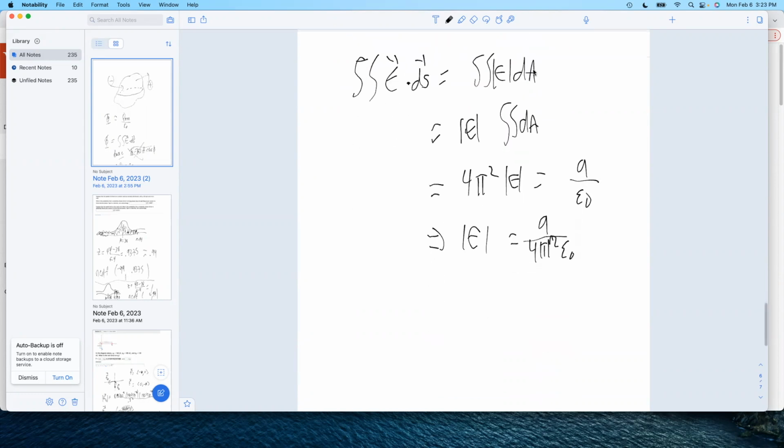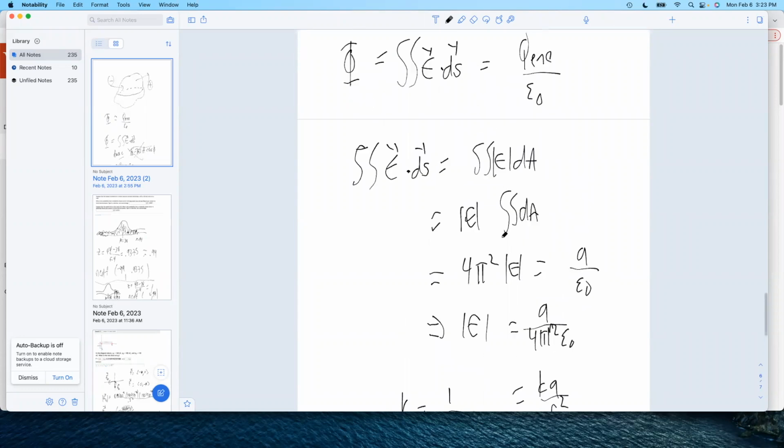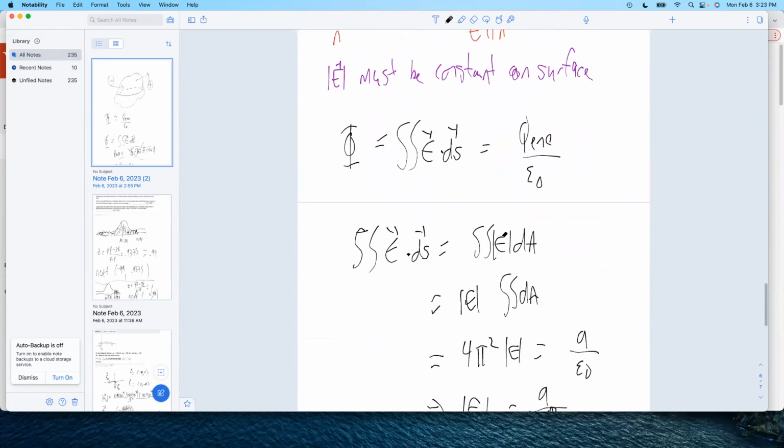And then we earlier called, this was like 2 weeks ago, 1 over 4 pi epsilon naught, we called K, so we could call this KQ over r squared. That's Coulomb's law. And that's where it comes from. We've literally just proven Coulomb's law. Okay, so that's a complete write-up there.